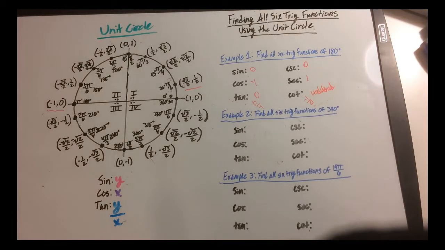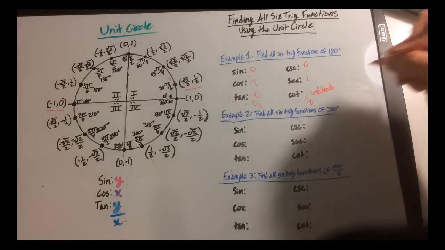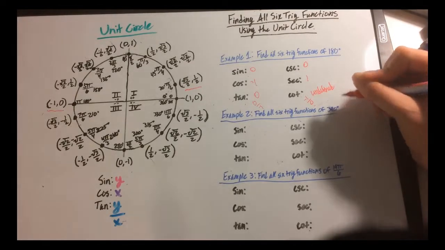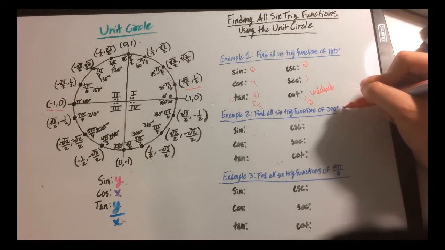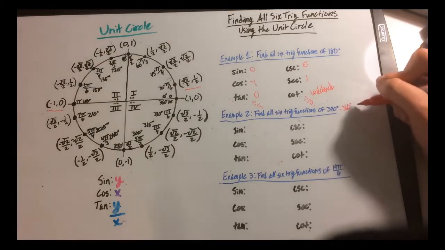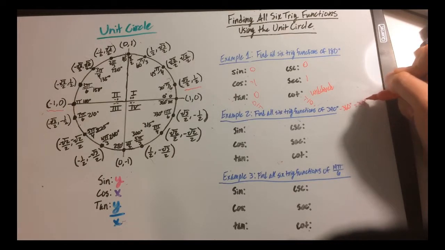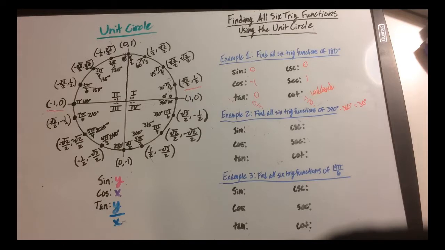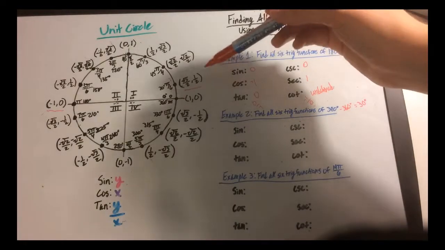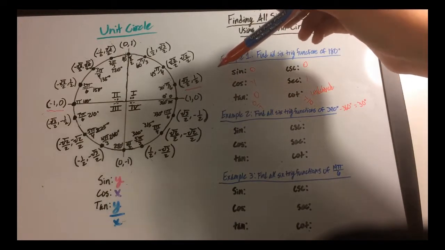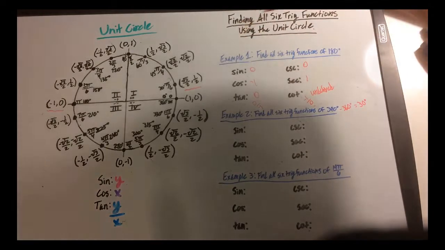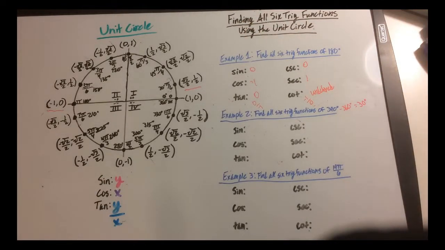So, moving on to example 2, it says to find all 6 trig functions of 390 degrees. However, we can't find 390 degrees as it's not on the unit circle, so we find the coterminal angle of 390 degrees by subtracting 360 degrees and getting 30 degrees. So now we can solve for everything. So starting with sine again, we can see that here's 30 on the unit circle, and there's the coordinate points.